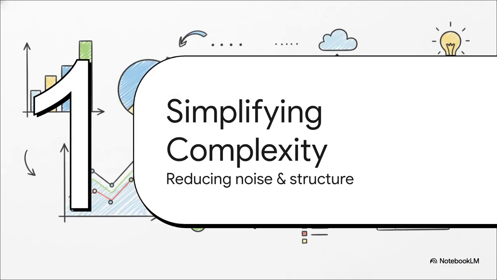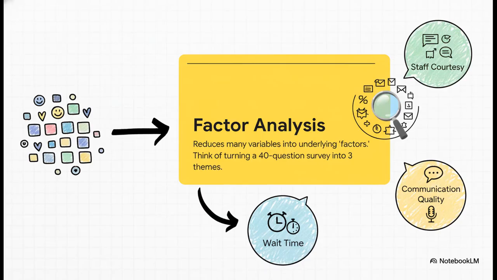So, what happens when you have too much data? Hundreds of variables, all potentially related. You reach for tools that simplify that complexity, tools that act like prisms and reveal the underlying structure. Factor analysis is perfect for this. Imagine you have a 40-question patient satisfaction survey. Instead of trying to analyze 40 different answers, this technique can distill them down into just a few core themes, like staff courtesy, wait time, and communication quality. It just makes the results so much more actionable.